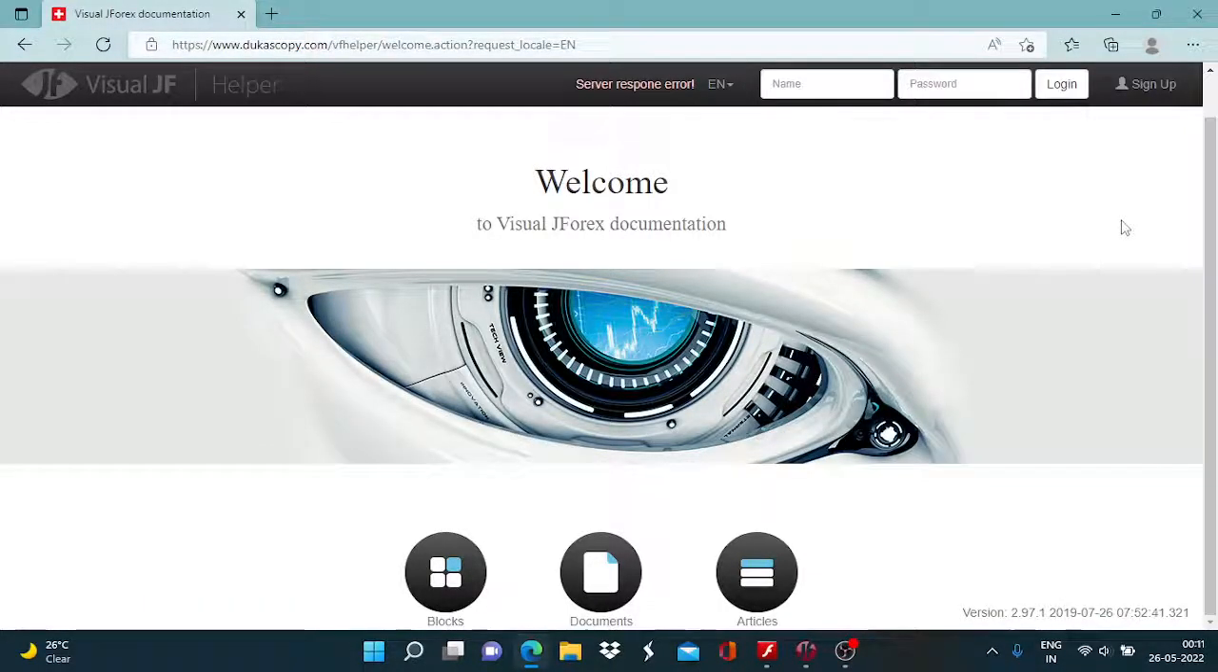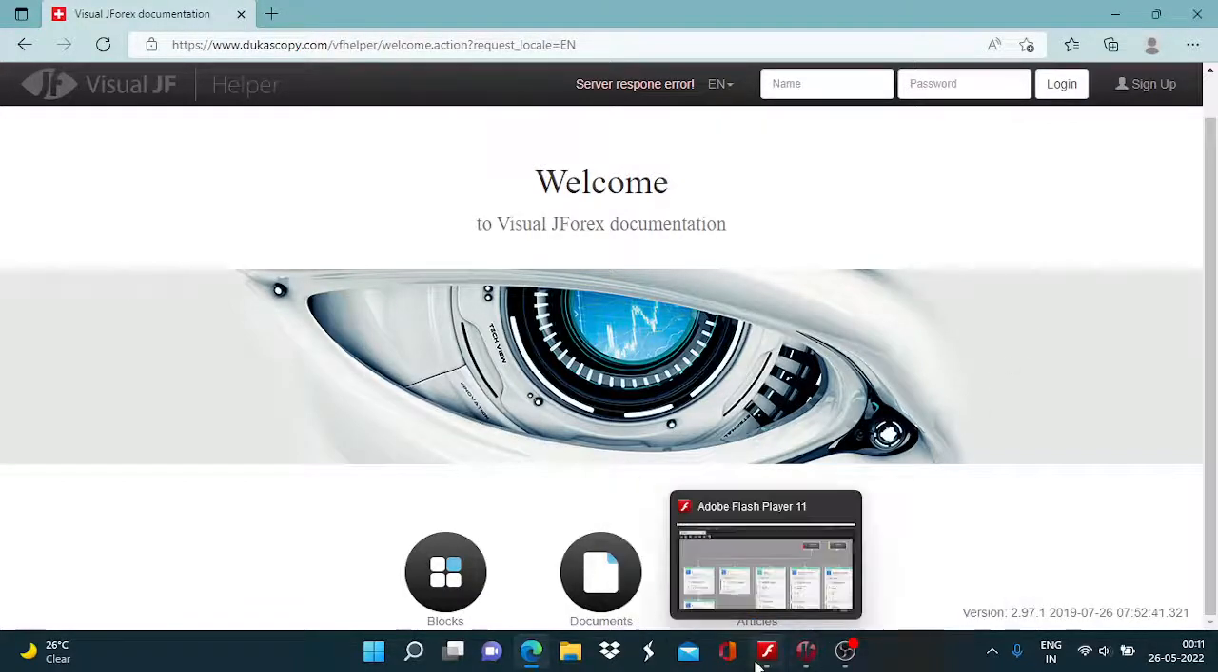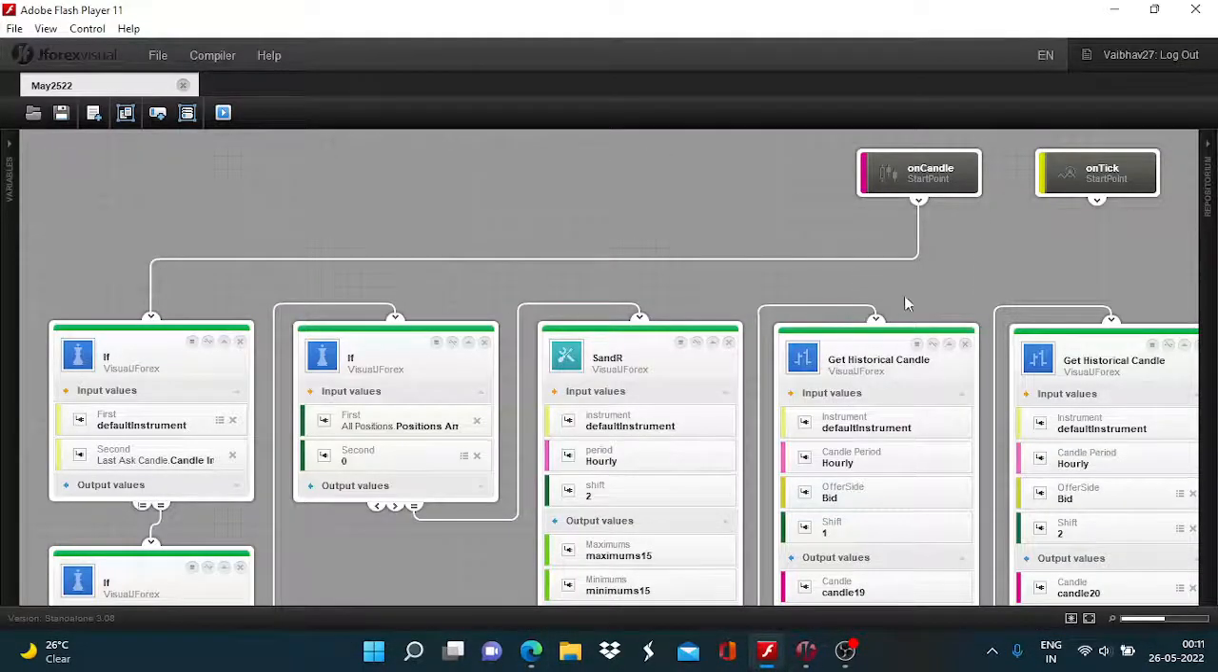Myself Vaibhav. I welcome all of you to today's session of Visual JForex, in which we will be continuing our algorithm development work using the indicator, support, and resistance, which can be shortened as S and R. So let us now head to the Visual JForex board, which has been developed by the Dukascopy Bank SA.